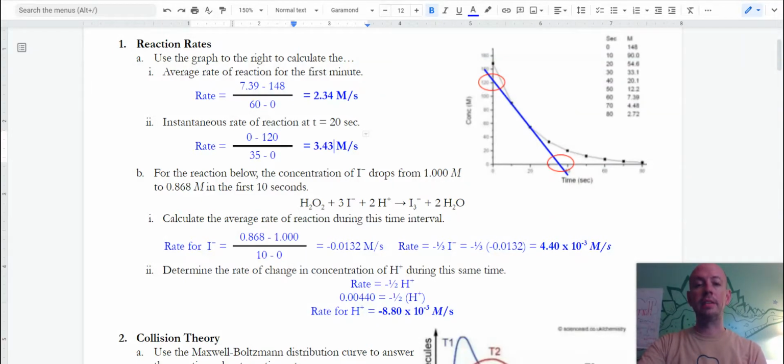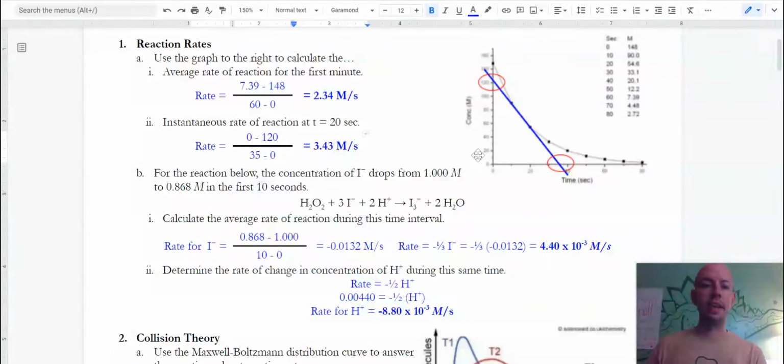As we're looking at this, one thing to pay attention to on this and all questions is the unit you're using for time. It said for the first minute, but since I entered it per second, I would need to report it as molarity per second. The other thing is we would notice that 7 minus 148 would come out to a negative number, but as discussed, rates are always going to be presented as positive.